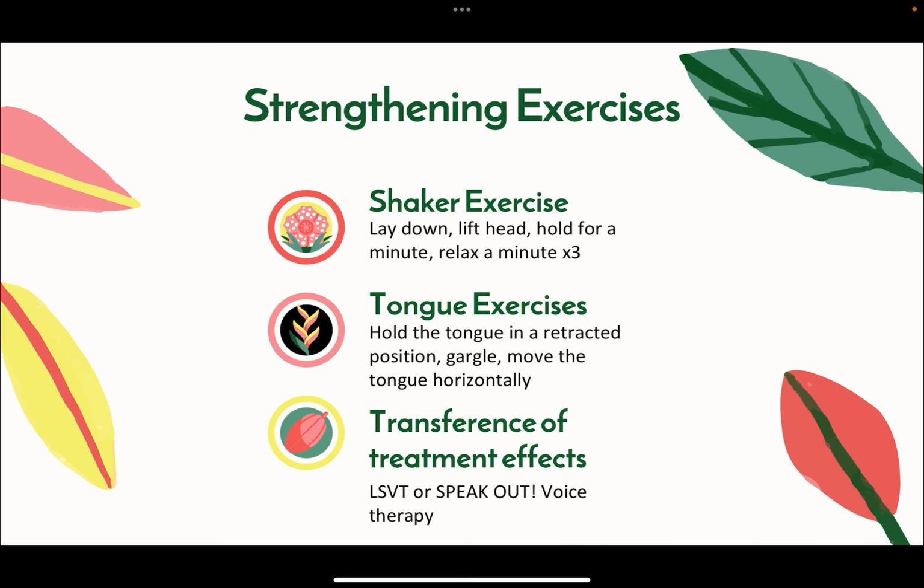So this is the Shaker exercise, and I want you to try this as well. Lay down, lift your head for a minute, and relax. You're going to do this 3 times. These are just exercises to help with strengthening. Your tongue exercise, again, you're going to hold that tongue in a retracted position, gargle, and then move the tongue horizontally. So try that. And then transference of treatment efforts. This is going to be like your LSVT or SpeakOut. This is like a voice therapy that you would go through a training for.